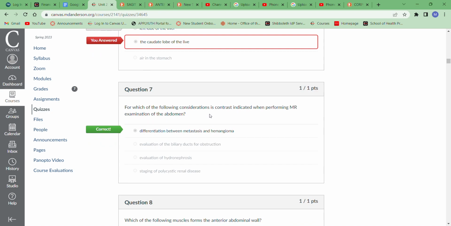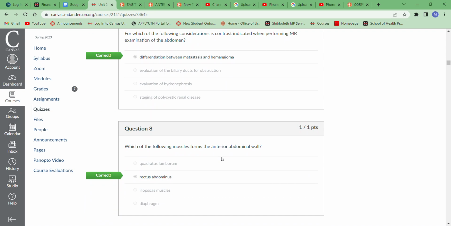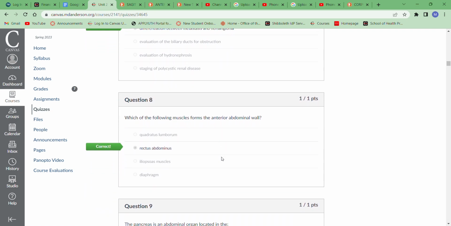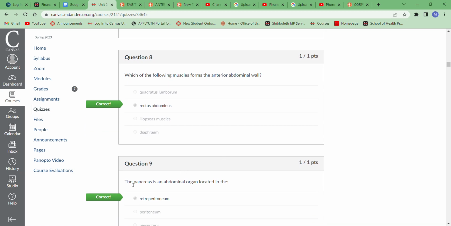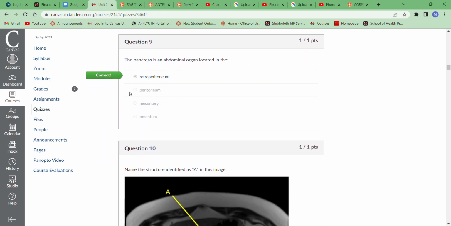For which of the following considerations is contrast indicated when performing MR examination of the abdomen? Differentiation between metastases and hemangioma. Contrast is always good for doing that differentiation. Which of the following muscles forms the anterior abdominal wall? That's the rectus abdominis. That's a giveaway question. The pancreas is an abdominal organ located in the retroperitoneum. You really just have to look and memorize a chart of which ones are retroperitoneal and which ones are peritoneal.